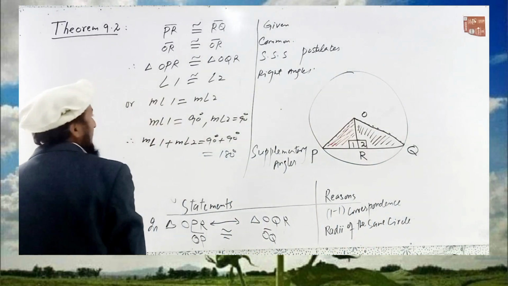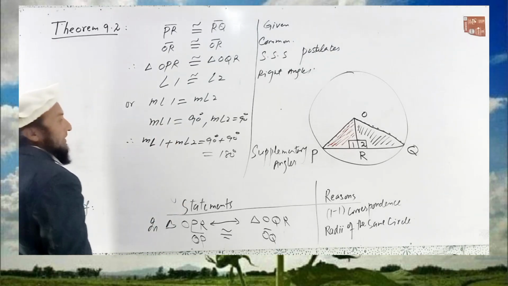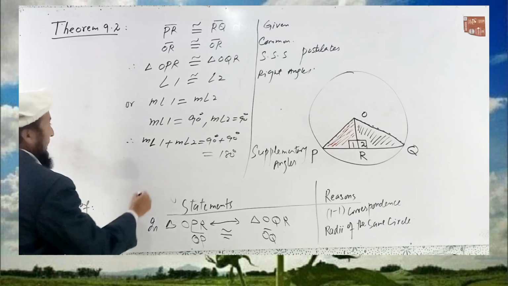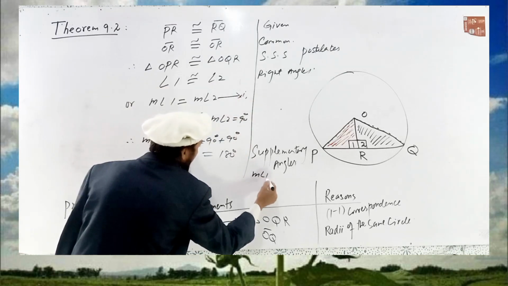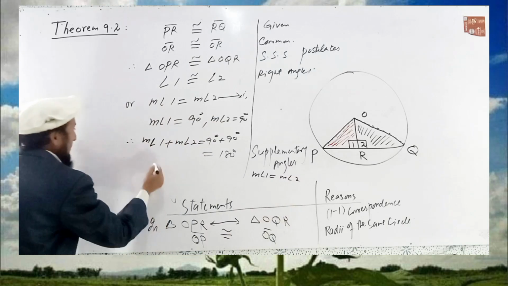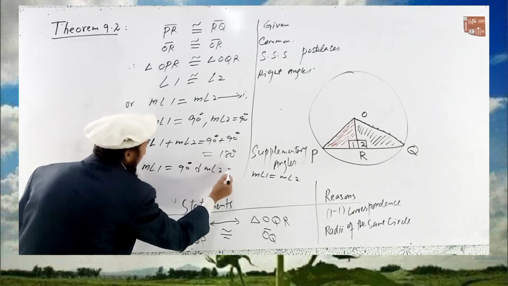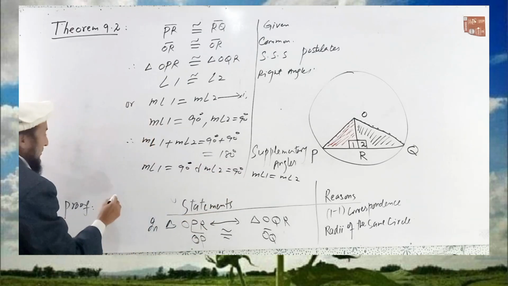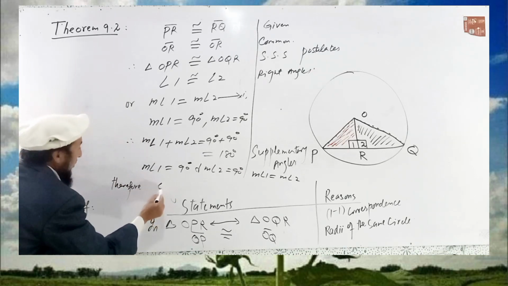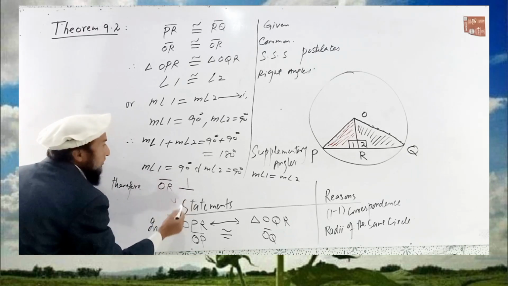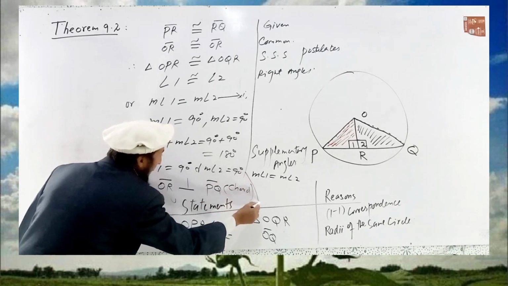So from equation number one, we can say that measure of angle 1 is equal to measure of angle 2. So angle 1 is equal to 90 degrees and angle 2 is equal to 90 degrees. Therefore OR is perpendicular to the chord PQ, which is the required proof.